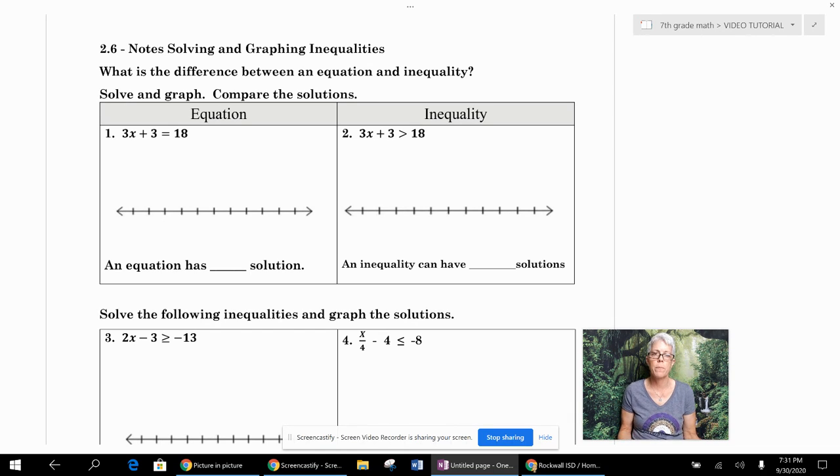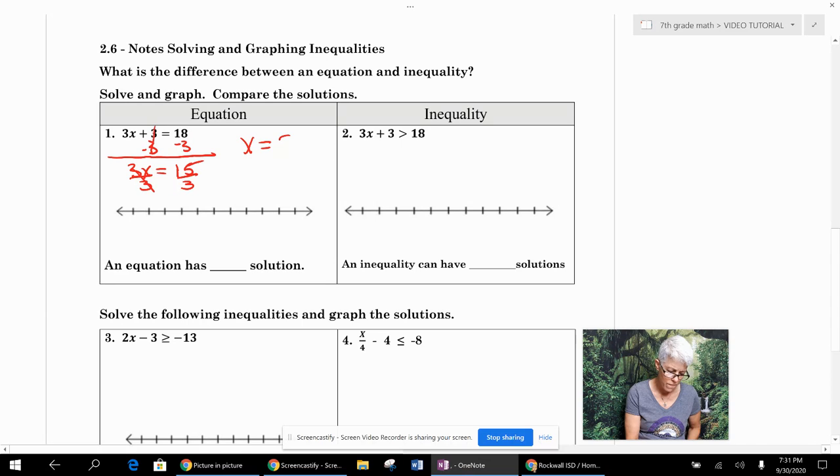If you look, here's just our basic equation that we started with that we just had a test over. I'm going to go ahead and solve for x. 3x equals 15, divide both sides by 3, x equals 5. So I'm just going to pick any point. I'm going to make it a dot, and that dot represents 5. So an equation has one solution.